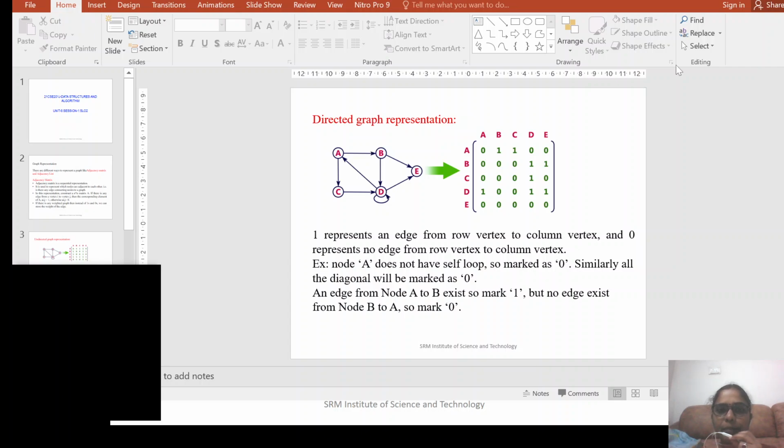Let's consider the third point, B with C, where we don't have any direct connection, so C with B and B with C will be marked as 0. If there is an edge from D to A, then the matrix will have D with A as 1 and A with D as 0. So this is the notation to represent the graph in the directed representation as well as the undirected graphical representation. It is very simple to represent the graph in matrix format.